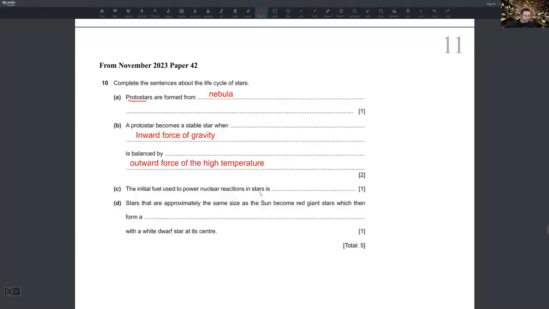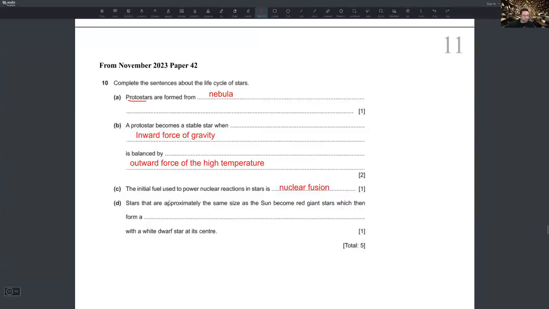What's the difference between nebula and interstellar cloud? It's the same thing. An interstellar cloud of dust and gas is called a nebula. Nebula is the name, interstellar cloud of dust and gas is the description. The initial fuel used to power nuclear reactions in stars is a... what's the reaction called? Nuclear fusion.